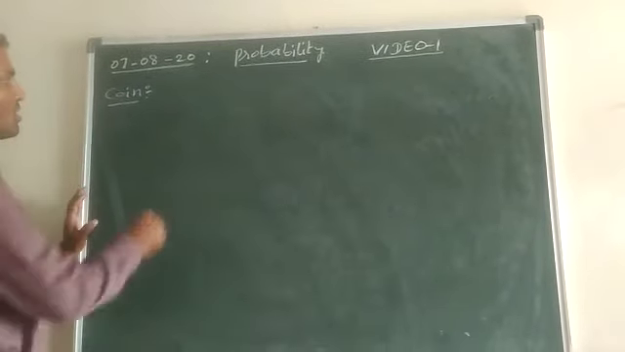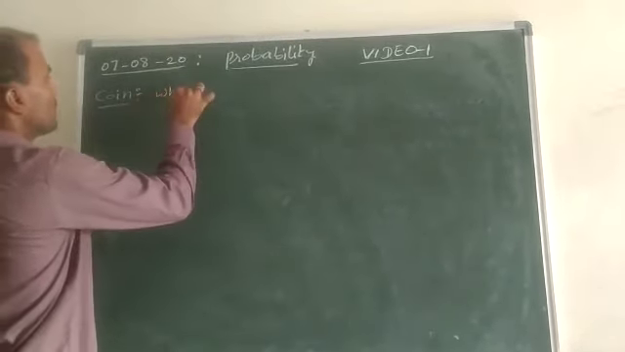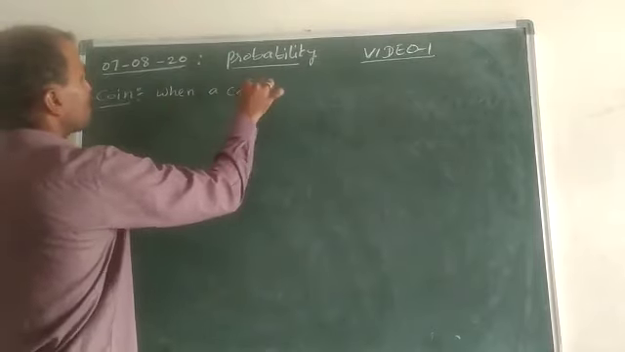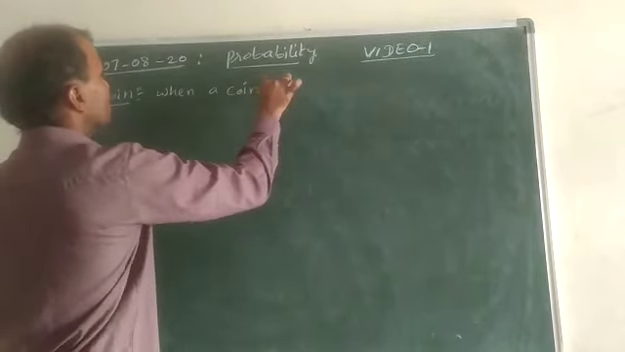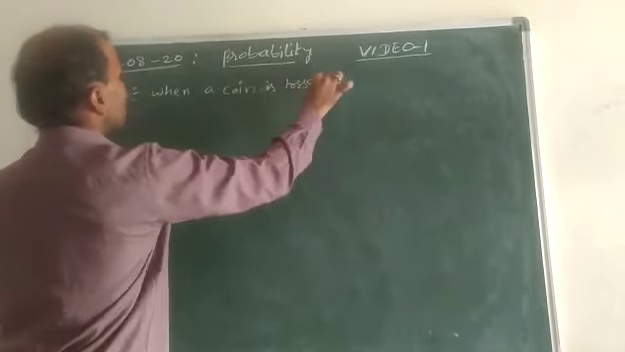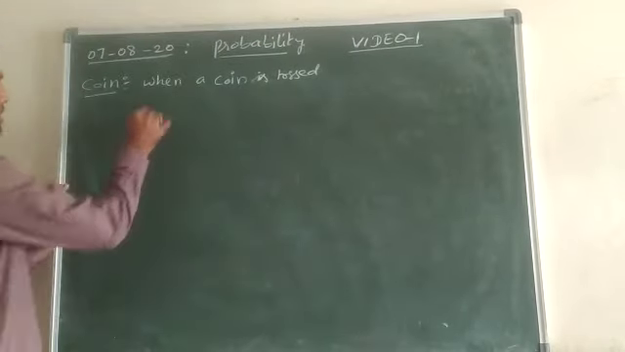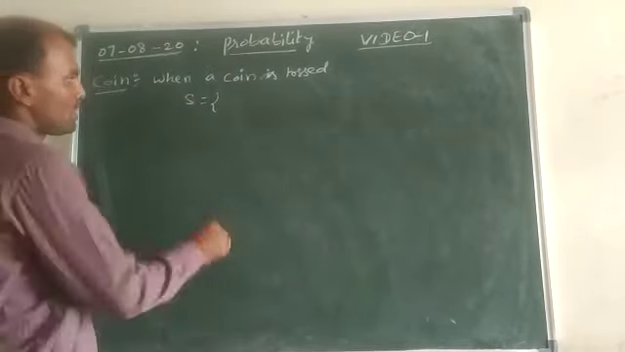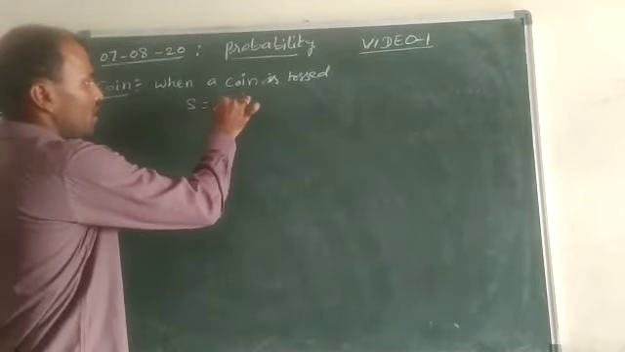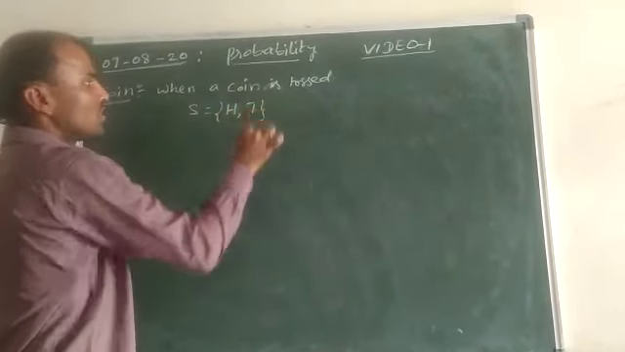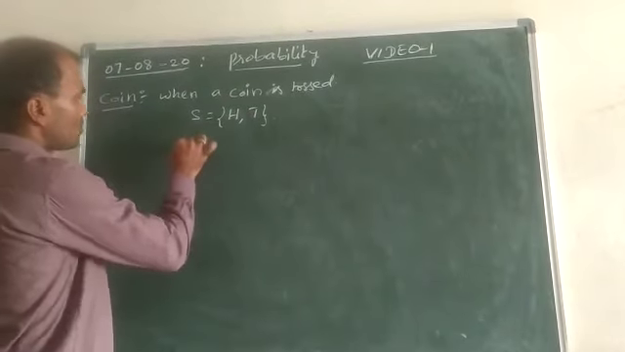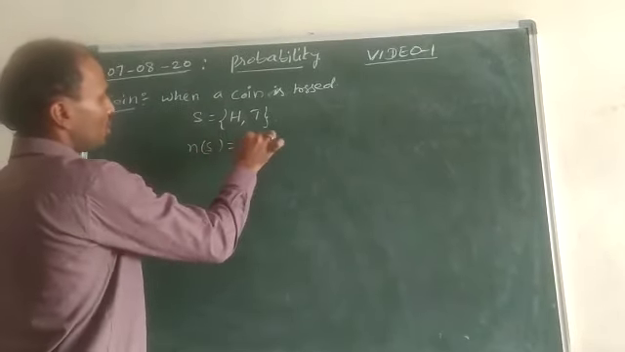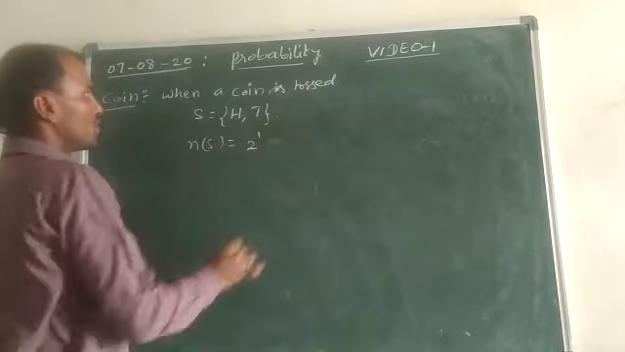When a coin is tossed, what is n of S? What is S? That means the sample space, the number of the sample space. When a coin is tossed, we get head or tail. Next, n of S becomes 2 power 1, that is 2.